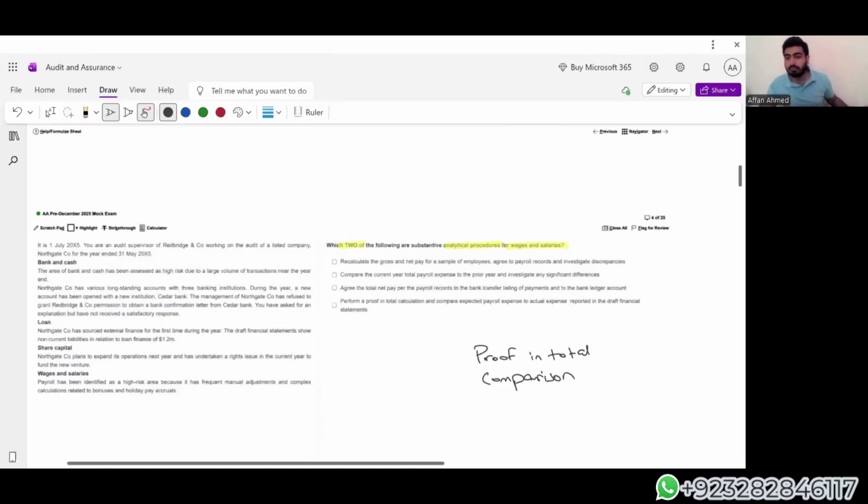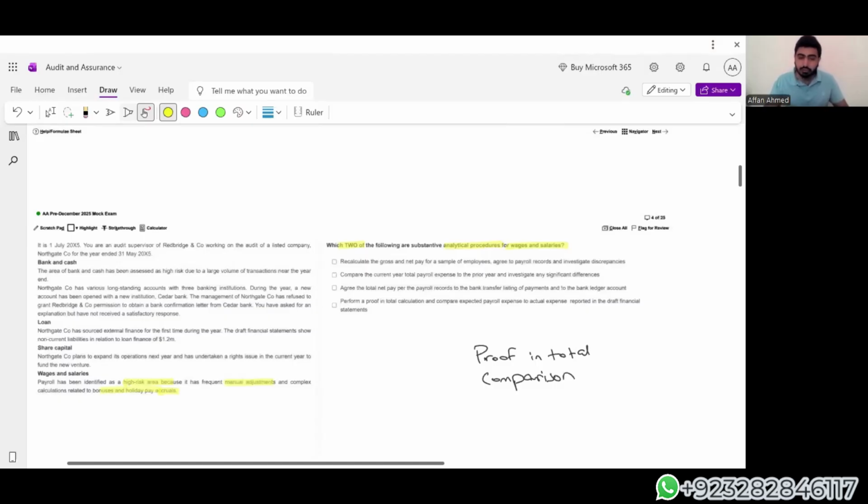So here what we are basically trying to identify is a logic test on analytical procedures. Even if I don't read the case, I can easily answer this question because I know what analytical procedures are and what the other areas are. But just for assurance, let's read the passage. Payroll has been identified as a high risk area because it has frequent manual adjustments and complex calculations related to bonus and holiday pay accruals. So let's read them. Okay.